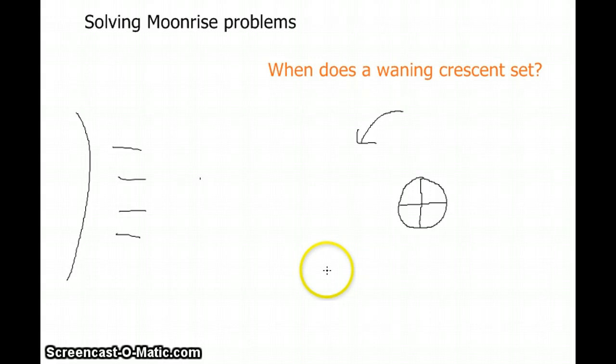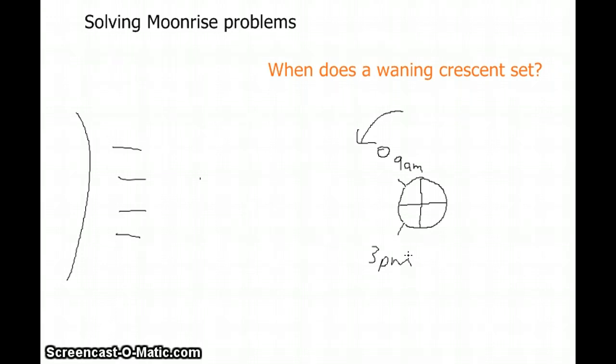So when does a waning crescent set? Where is the waning crescent? This is the waning side. This is a waning crescent. What time does that set? Well, of course, it's overhead in between 6 a.m. and noon, so it's overhead at 9 a.m. When does it set? 6 hours later. So count on our fingers, 9, 10, 11, 12, 13, 14, 15. Ooh, 15 military time. That would be 3 in the afternoon. So it sets at 3 p.m., 6 hours after it's overhead.